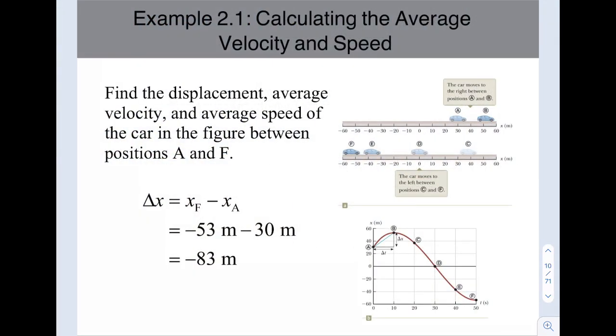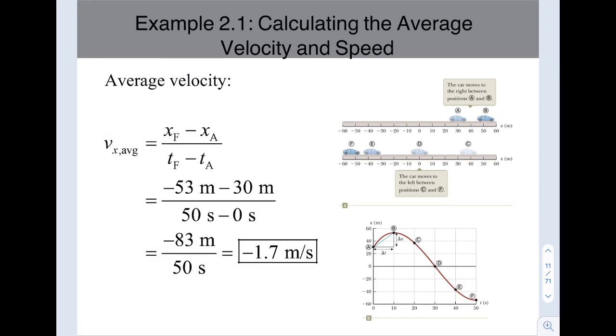Example 2.1. Calculating the average velocity and the speed. Find the displacement, average velocity and average speed of the car in the figure between position A and F. So A to F. From A here to F. So delta X is X final, which is F, negative 53. To get the exact amount, you have to refer back to the table. Minus XA, 30 meters. So you have delta X between A and F is negative 83 meters.